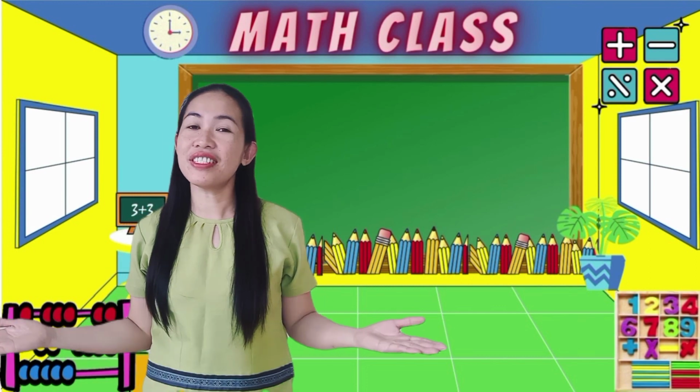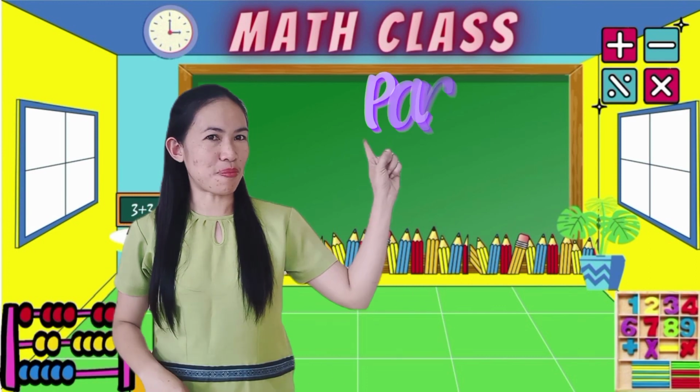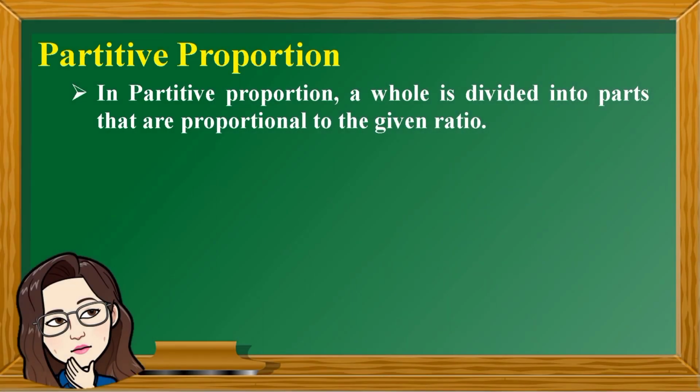Let's proceed to the third type of proportion, the partitive proportion. What is a partitive proportion? In partitive proportion, a whole is divided into parts that are proportional to the given ratio. For a better understanding, let's have an example.